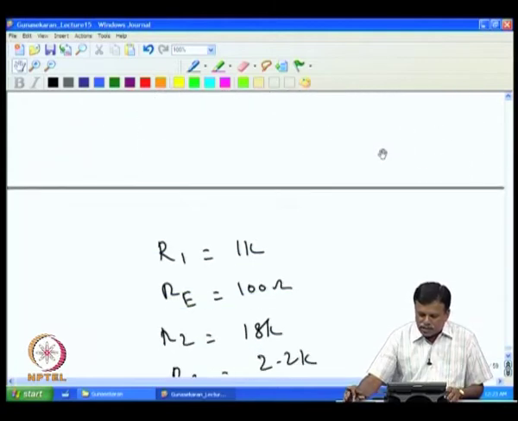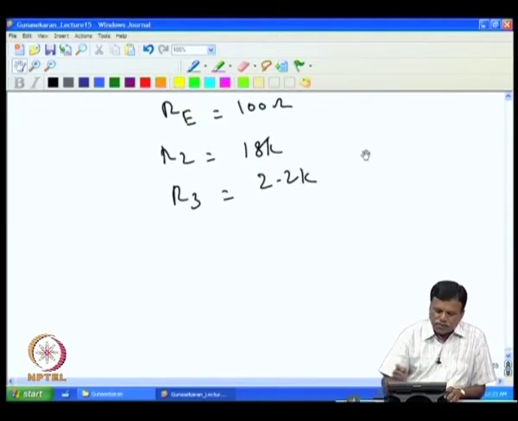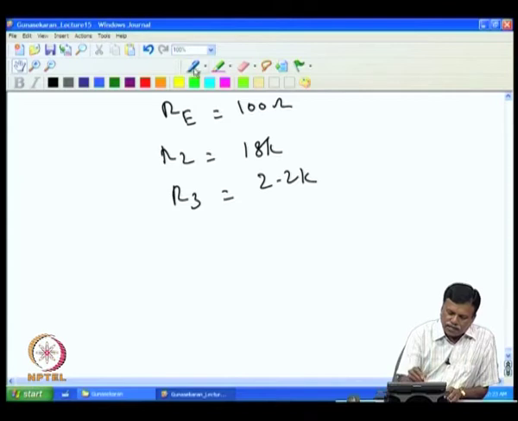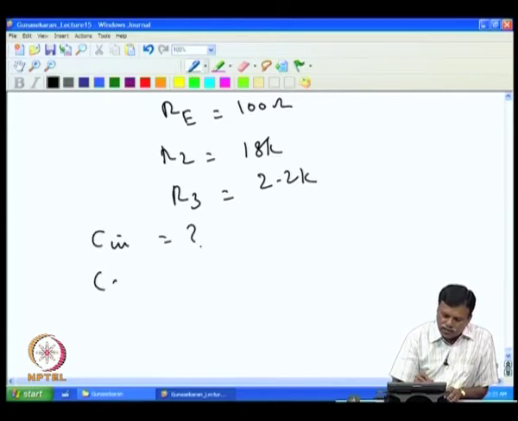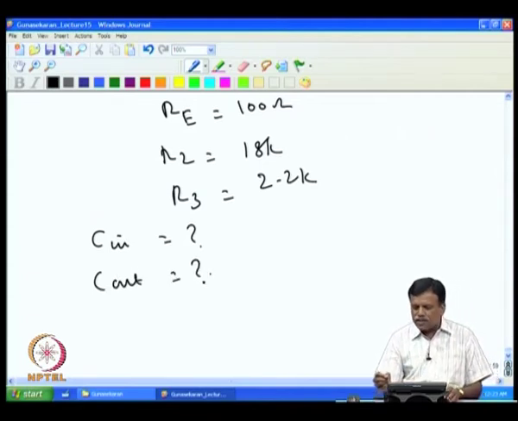So, how to decide on C in and C out. We have to find what is the value of C in and what is the value of C out. So, for this, to find, what is the input impedance.